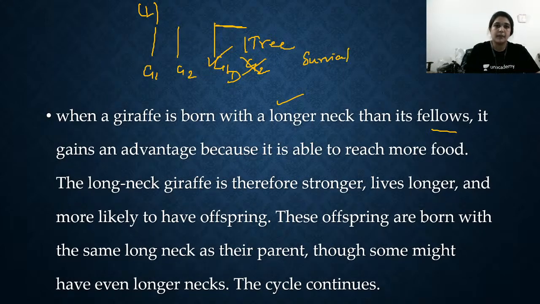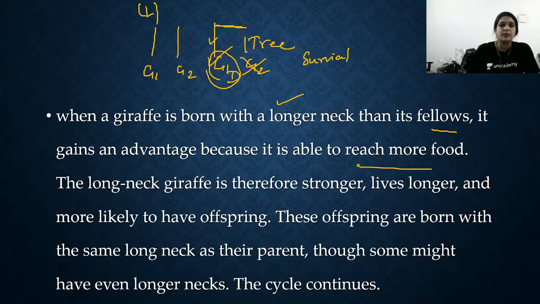How this is happening is natural selection. Okay, nature selected that particular trait to be fittest and they become successful. The other ones disappeared. Clear? See, when a giraffe is born with a longer neck than its fellows, it gains an advantage because it is able to reach more food. The long neck giraffe is therefore stronger, lives longer, and is more likely to have offspring. So food is very important.